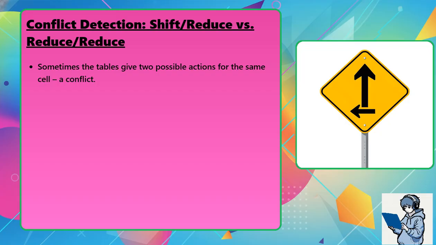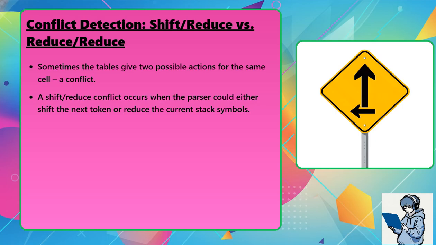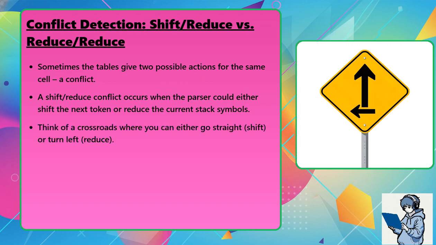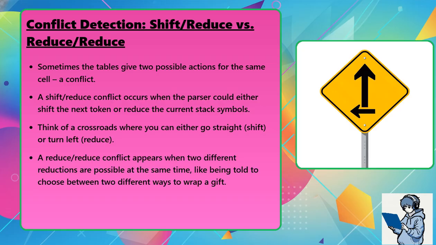Sometimes the tables give two possible actions for the same cell, a conflict. A shift/reduce conflict occurs when the parser could either shift the next token or reduce the current stack symbols. Think of a crossroads where you can either go straight (shift) or turn left (reduce). A reduce/reduce conflict appears when two different reductions are possible at the same time, like being told to choose between two different ways to wrap a gift.